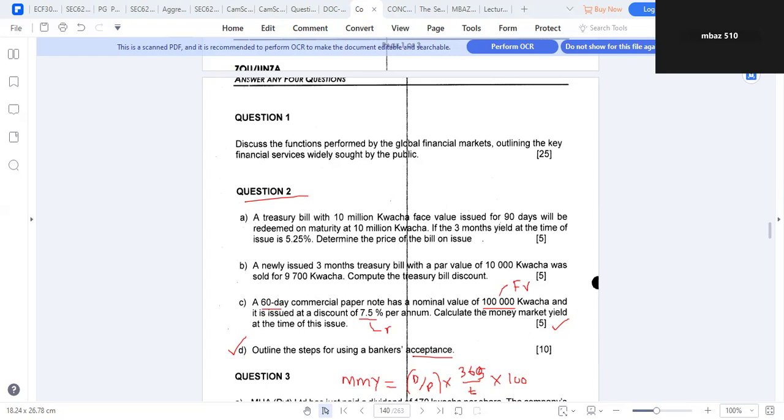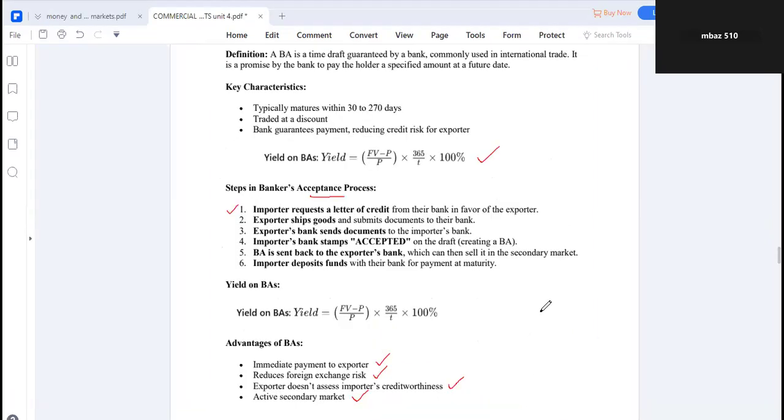And secondly, the exporter will ship the goods and submit the documents to the bank. Thirdly, the exporter's bank will send documents to the importer's bank. Number 4, the importer will stamp as accepted and will create the BA. Then the BA is sent back to the exporter's bank, which can then sell in the secondary market. Then the importer will deposit funds to their bank for payment. So these are the steps that will carry about 10 marks.